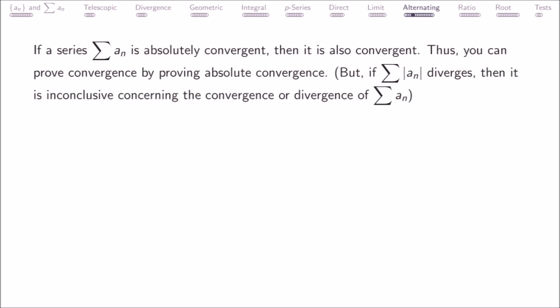If a series An is absolutely convergent, then it is also convergent. Thus, you can prove convergence by proving absolute convergence. But if series absolute value An diverges, then it is inconclusive concerning the convergence or divergence of series An.